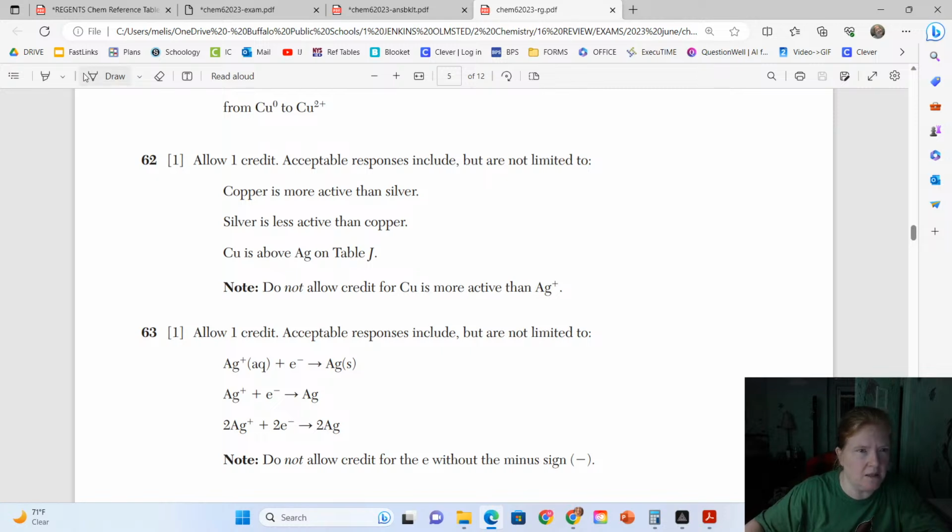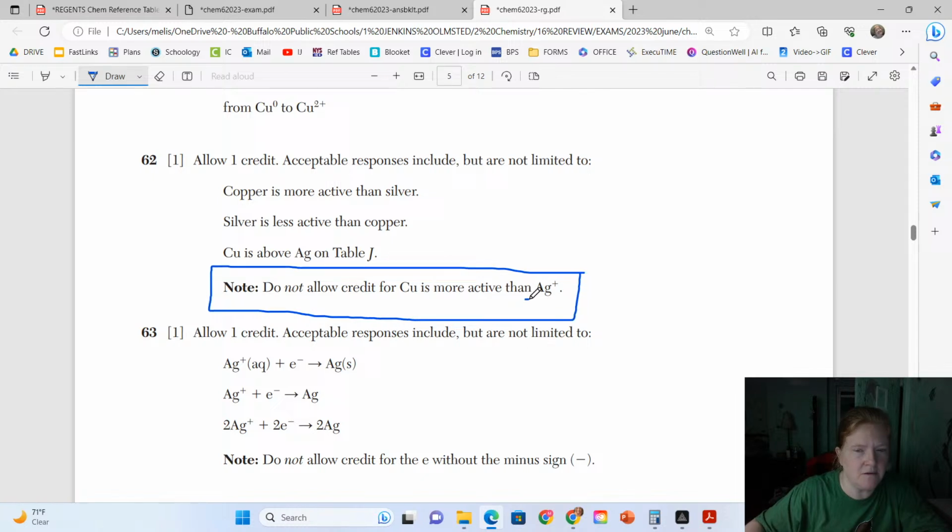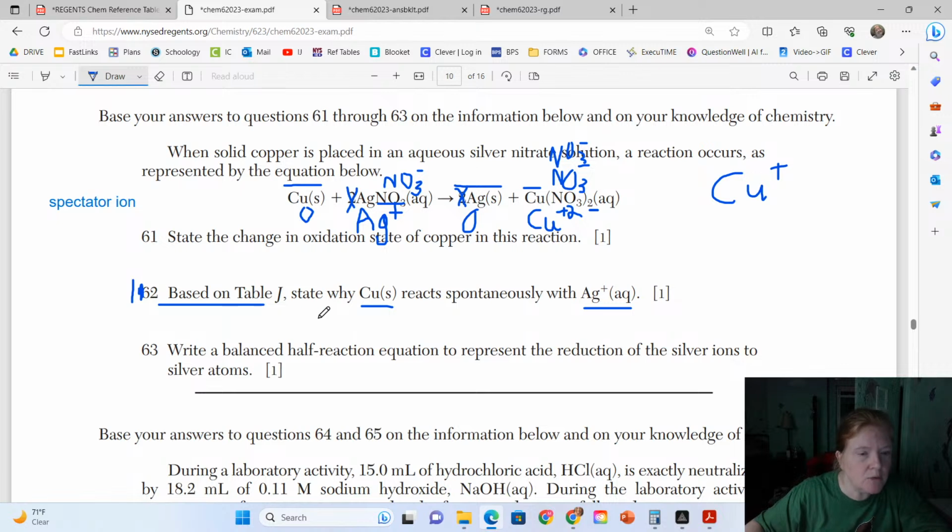Look what they did not allow. Do not allow credit for Cu is more active than Ag plus. You see the plus sign? They literally told us we couldn't give credit. Now, why do I have an issue with it? Because that is literally restating the question. And I have a real problem with that. So it literally said, do not give students credit if they simply rewrite this question. And that was very frustrating from a grading point.